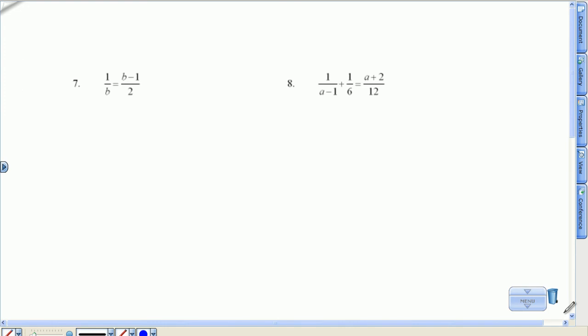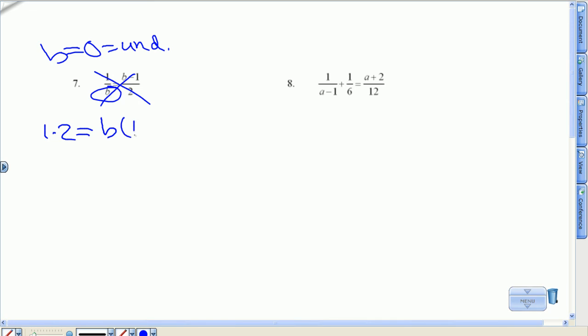Alright, problem 7. We're back to a binomial here, but keep in mind you do have this denominator. If b is equal to 0, that is undefined, so I have to keep that in mind. Alright, I'm going to cross multiply then. Going one way, I get 1 times 2. The other way, b times b minus 1. I have to distribute on the right side. That's b squared minus b, and that's a quadratic equation. I have to set that equal to 0 because it has to be factored to be solved.